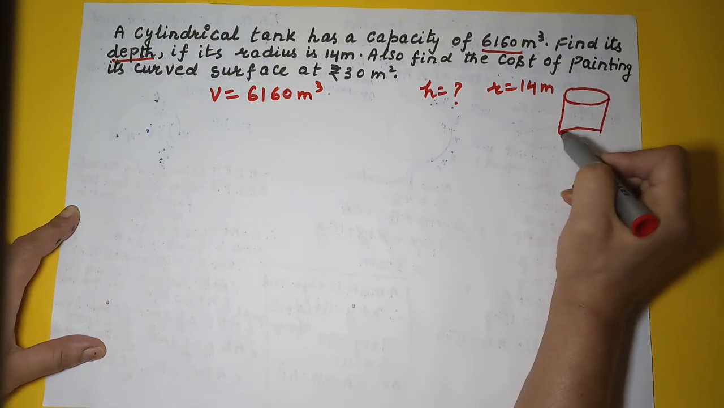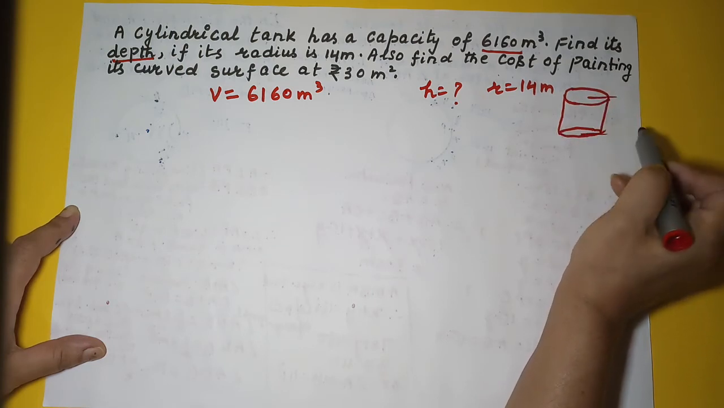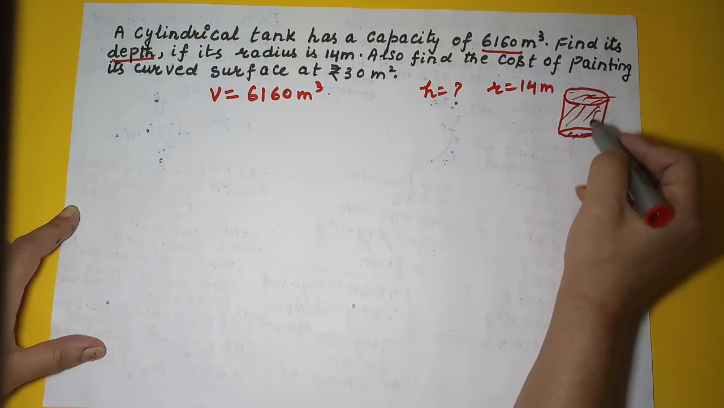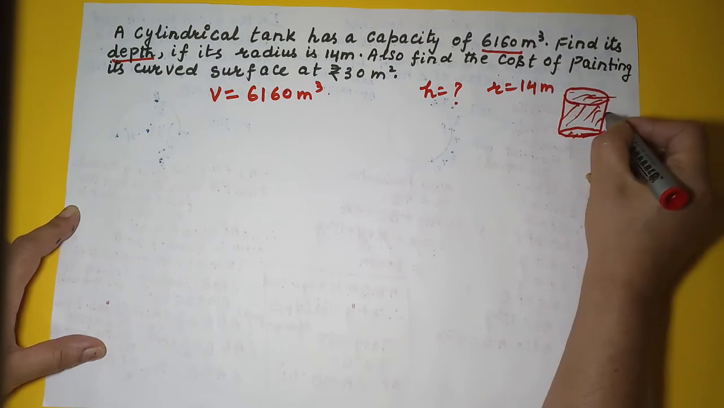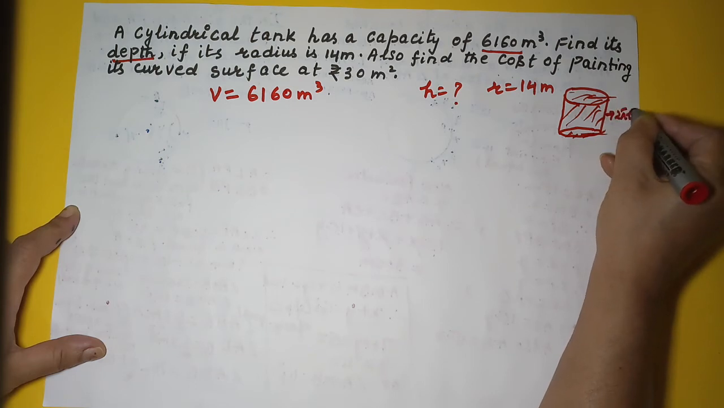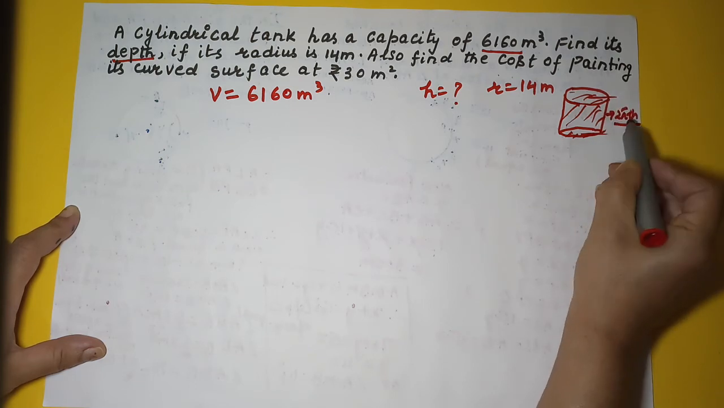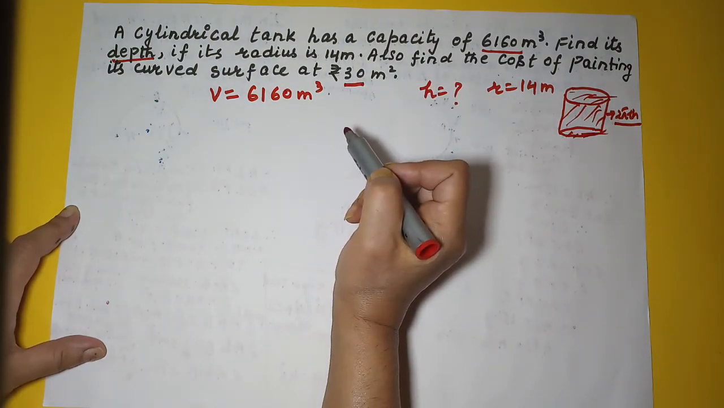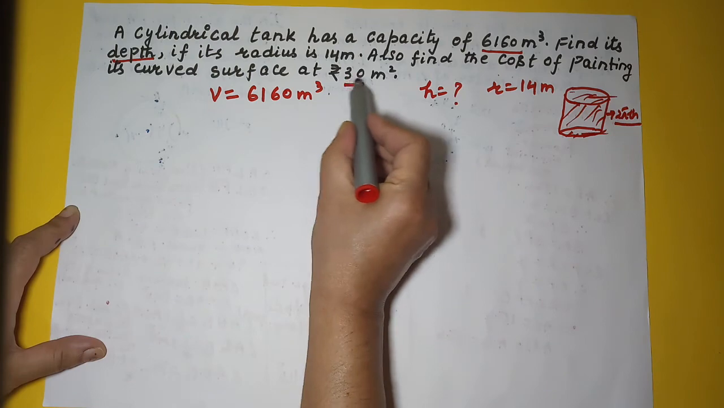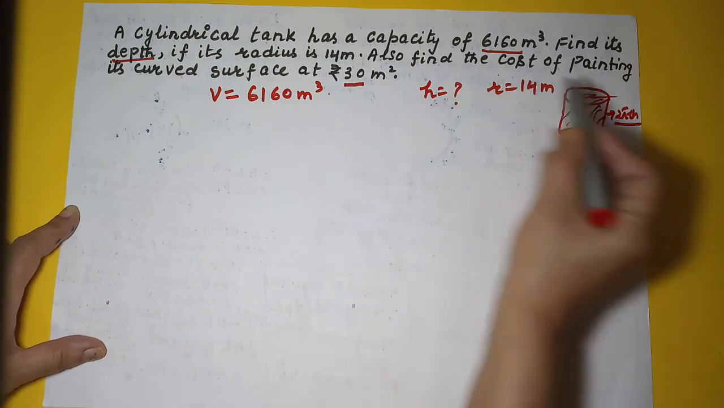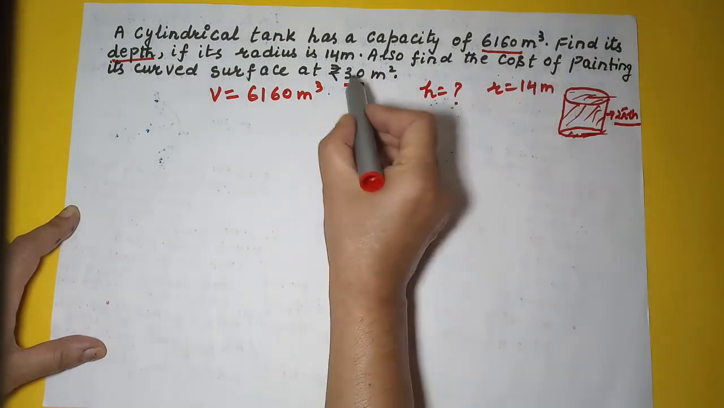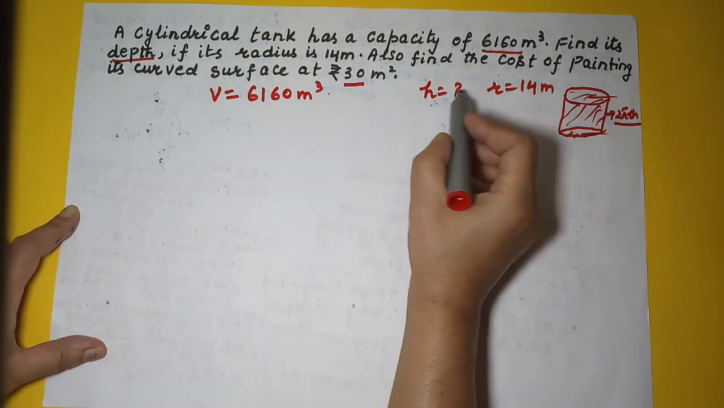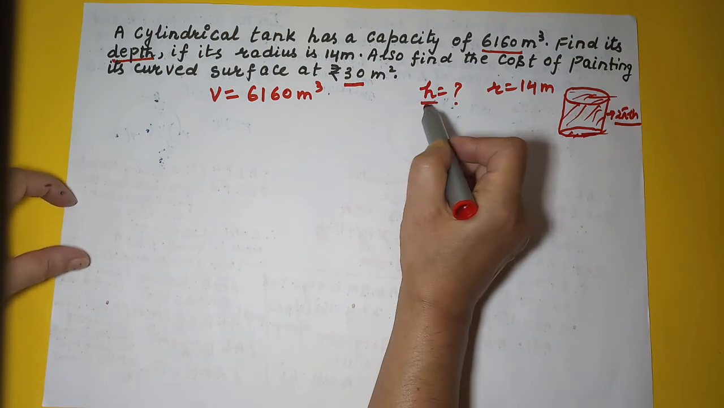It means that excluding this and this, the circular part here and the circular part here, that means this part only, right? So this part is 2 pi RH, that means we have to find the area and then multiply that by 30, because the cost per meter square is rupees 30. So whatever curved surface area we will get, we will multiply that by 30 in order to get the total cost. So let's first find this H.